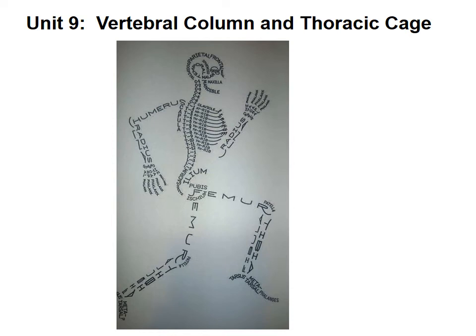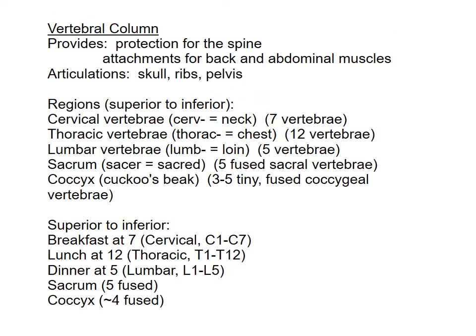Okay, so the next part of this topic for the axial skeleton is the vertebral column and the thoracic cage. Next slide. Vertebral column, we'll just read this, guys. You can read yourselves. Provides protection for the spine, attachments for the back and abdominal muscles. It also has articulations with the skull, the ribs, and the pelvis.